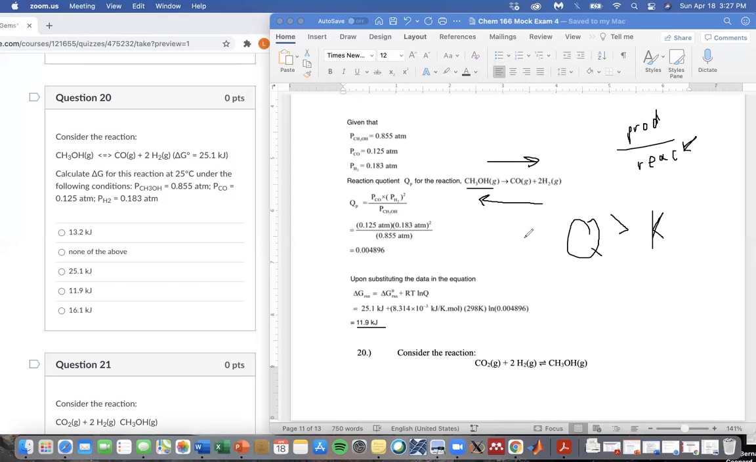Are there any questions about this? I know the Q and the K stuff is, in my opinion, the most confusing part of all of this. So are there any questions before we go to the next problem?